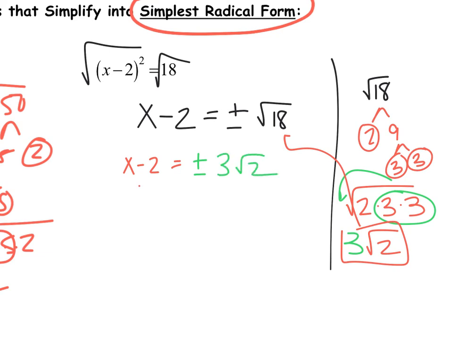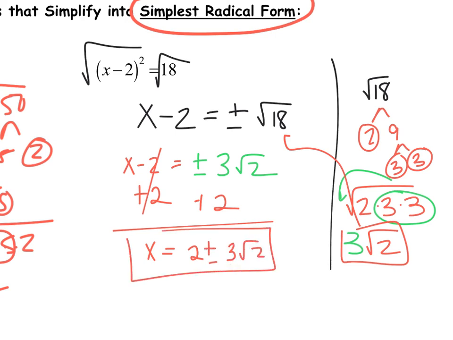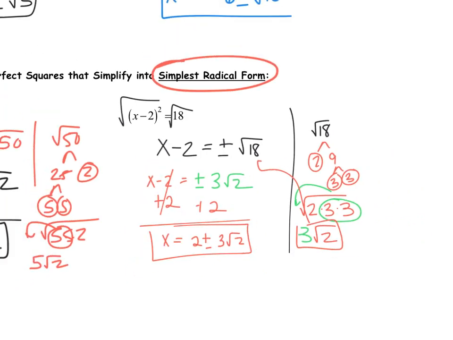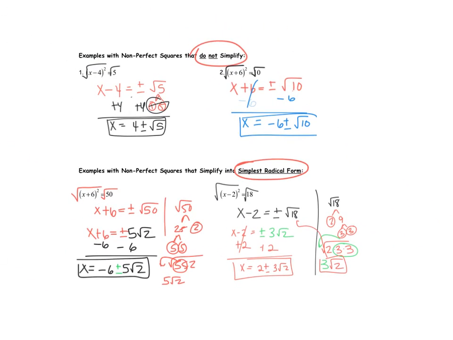To get rid of my minus 2, I add 2. 2's cancel, so I get x equals 2 plus or minus 3 radical 2. That is your final answer. So those are the situations you're going to run into today. So when you do your independent practice, there's one example of each situation.